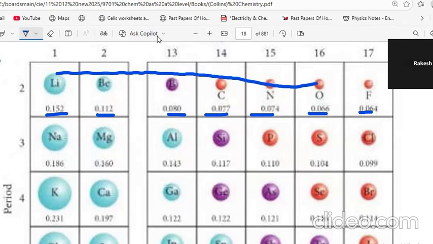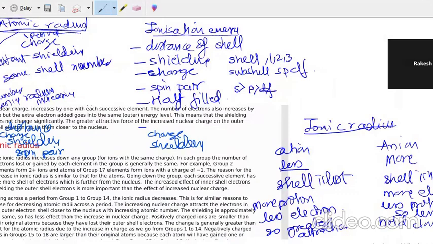Now, why does this happen? Whenever you're talking of atomic radii in a period, you'll have to notice that the charge, the protons, and the electrons are going on increasing as you go to the right. So the shielding is constant because they're added to the same shell number. Because the charge is increasing, the attraction will go on increasing. And when the attraction goes on increasing, the electron cloud will be held closer. So the radius will decrease. This happens in a period.